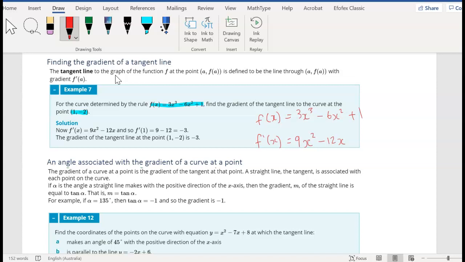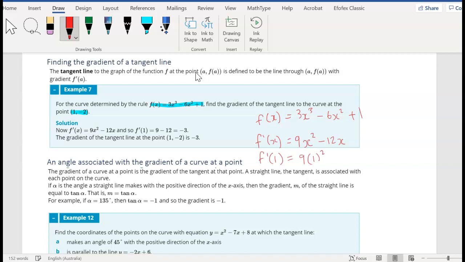Now you use that for any point on your curve to find the gradient. So we call that the gradient function. Now we want to find the gradient at x equals 1. It doesn't matter about that negative 2. We don't really need it to work out the gradient at that point. So we just substitute it in. Now it is a negative. Oh, so it's not a negative. Why did I think it was a negative number? My bad.